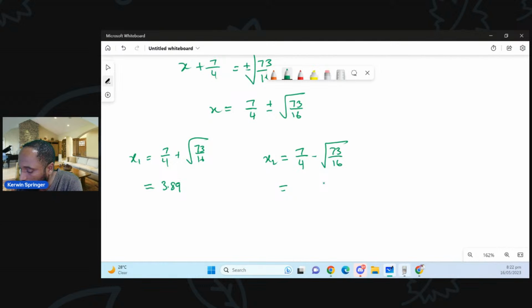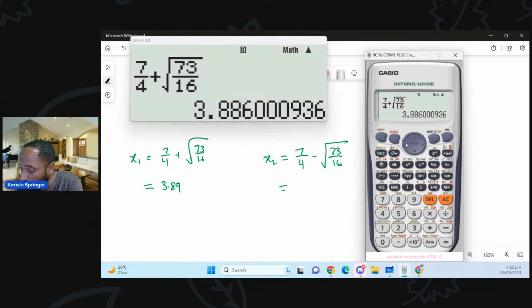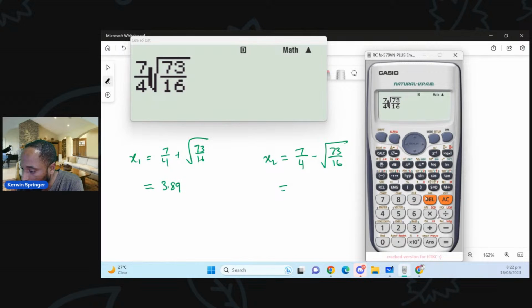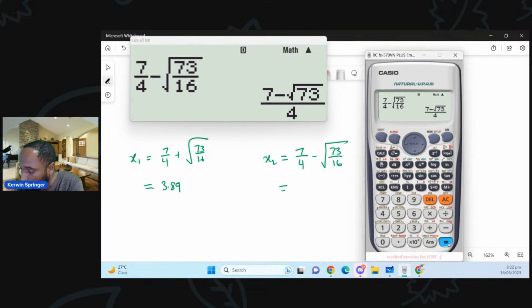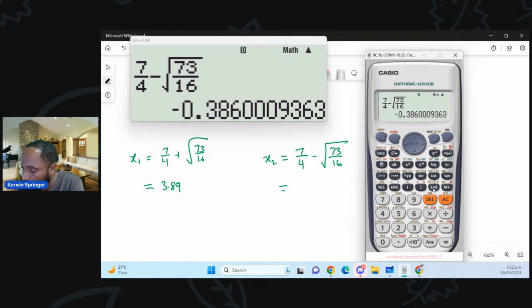I will do a sequence question next week, and everybody should collect full marks in the sequence question. If you're watching this, trust me, the sequence question is marks. And the other root is negative 0.386.